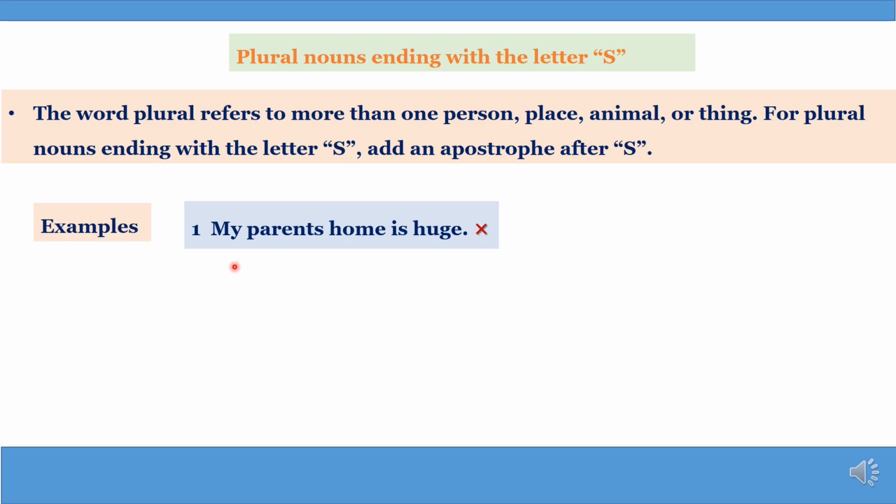Examples: first example, my parents' home is huge. See, now here parents is an example for a plural noun ending with letter S. But this representation is wrong. See here. Now, in this sentence, we are adding an apostrophe after S. Okay. My parents' home is huge, wherein an apostrophe is being added after the letter S is grammatically correct.